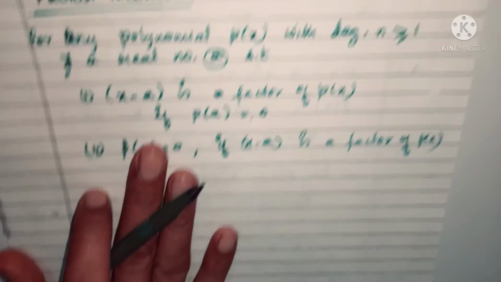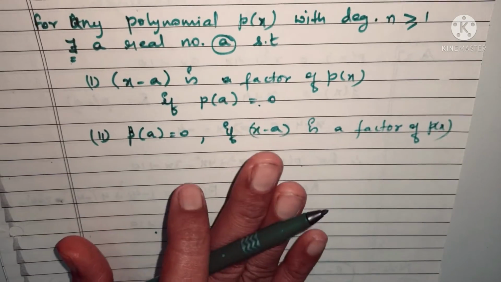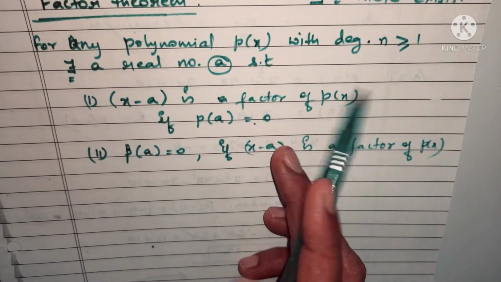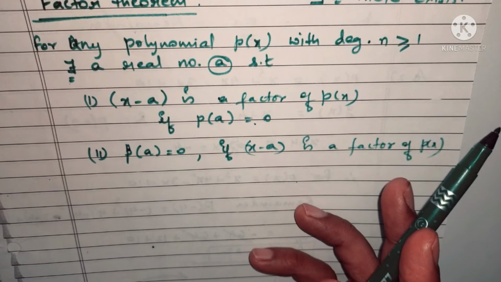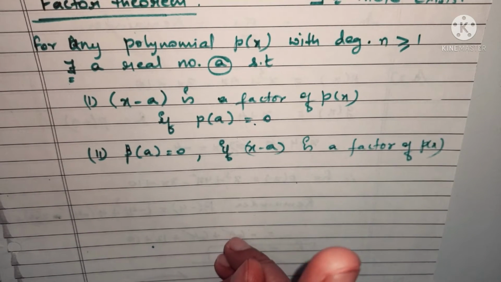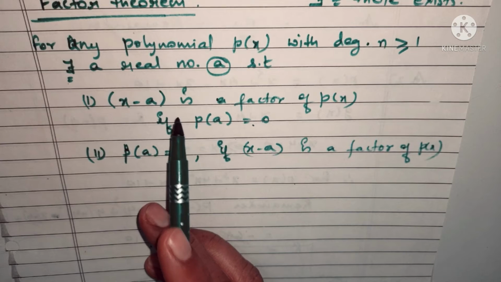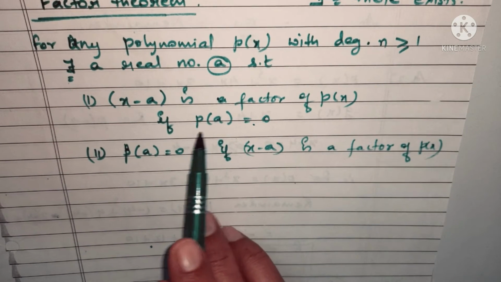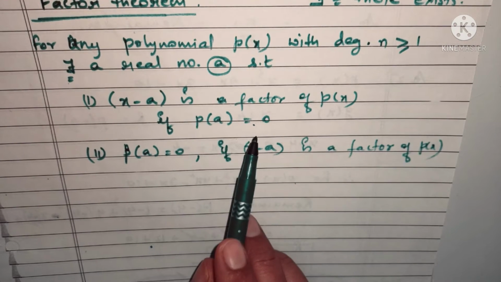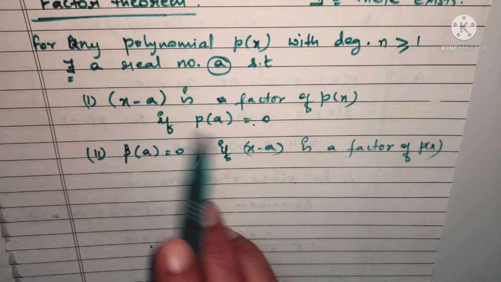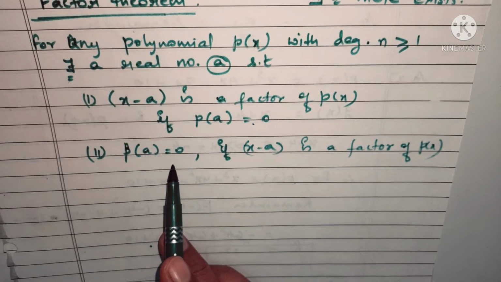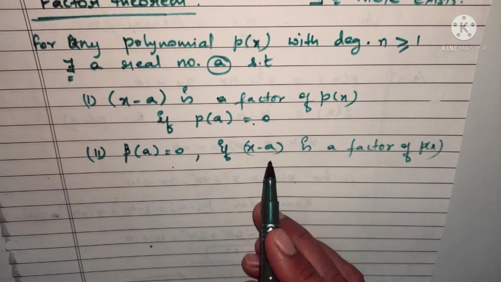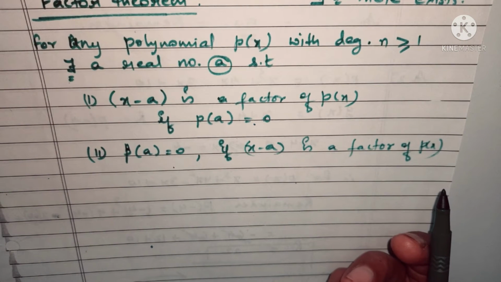So what does the factor theorem state? I think you have understood now. It is very much clear that for any polynomial p(x) with any degree greater than or equal to 1, there exists a real number a such that x minus a is going to be a factor of p(x) if p(a) becomes equal to 0. This is the second one. What? That if p(a) is equal to 0, then x minus a is ultimately a factor of p(x).